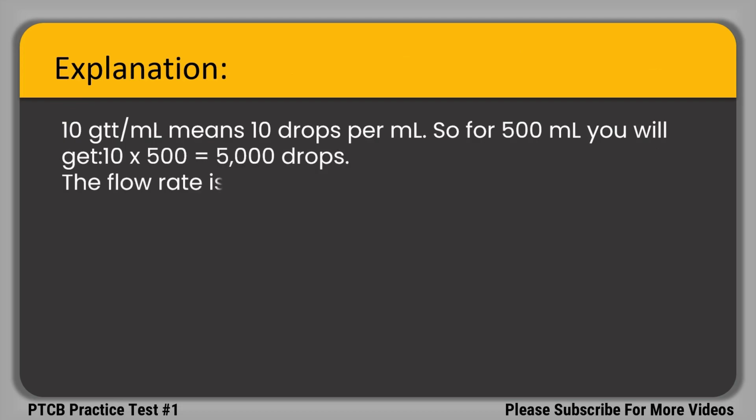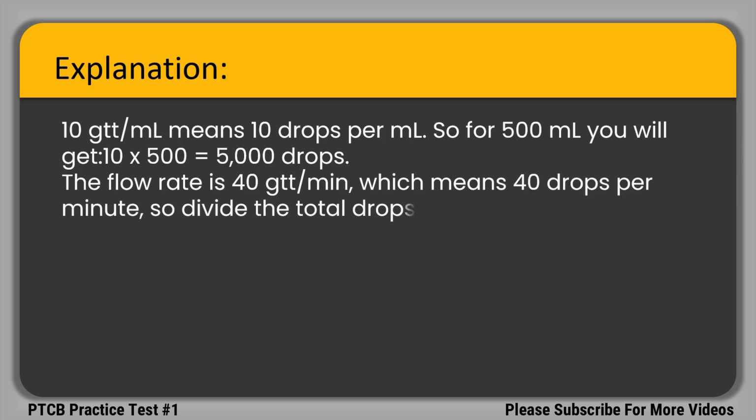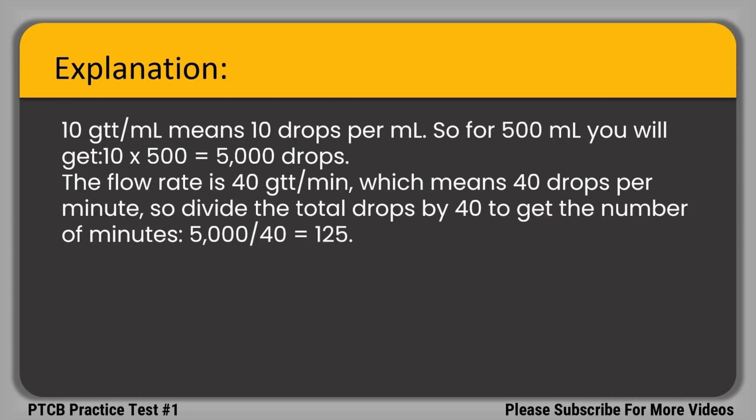So, for 500 milliliters, you will get 10 times 500 equals 5,000 drops. The flow rate is 40 drops per minute. So, divide the total drops by 40 to get the number of minutes. 5,000 divided by 40 equals 125.